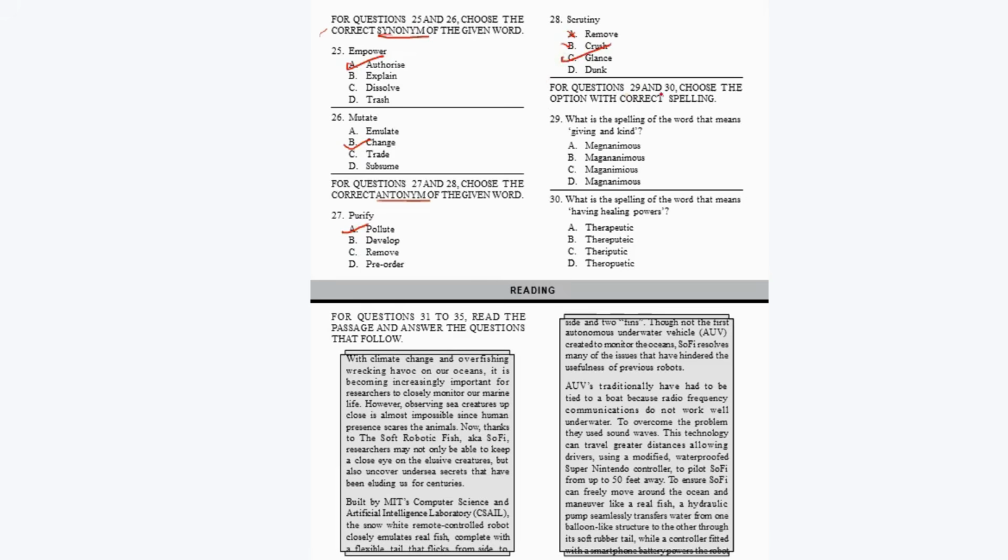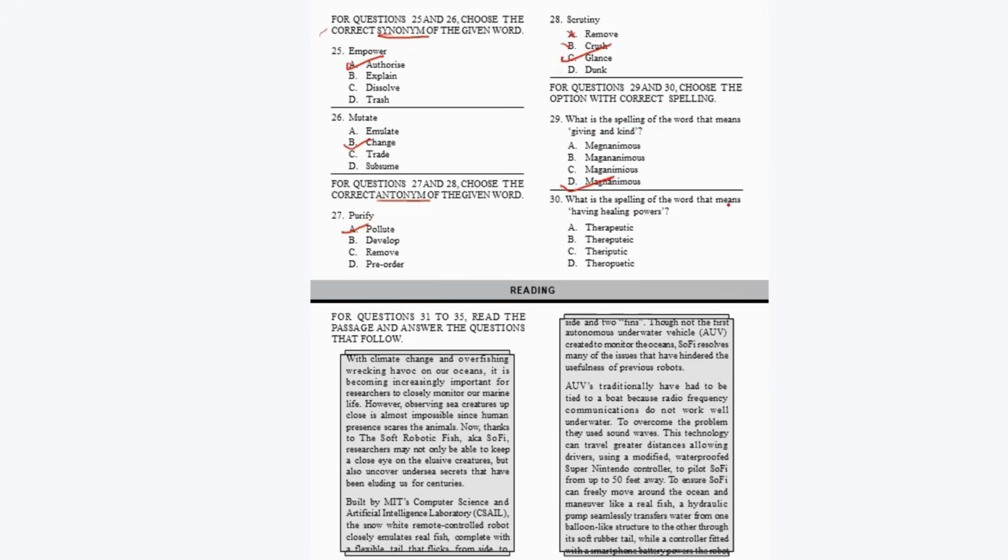Next, for questions 29 and 30, choose the option with correct spelling. What is the spelling of the word? That means giving and kind. Okay, so the person who is very kind and giving, it is magnanimous. So it's option D, magnanimous. Okay, so it's option D.